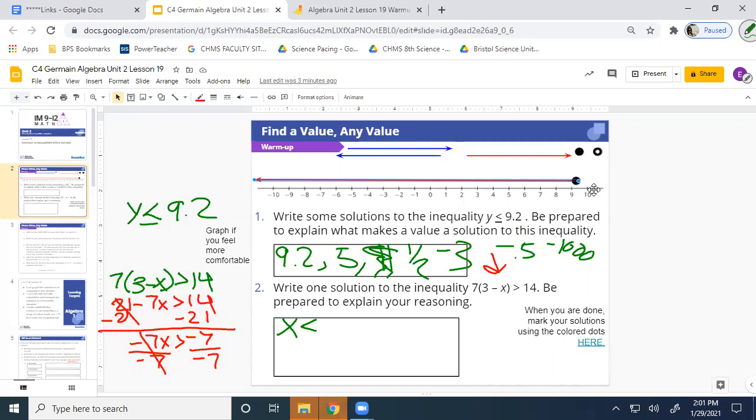What value? -7 divided by -7 is? One. A 1. So now our solution to this inequality is going to be x is less than 1. When we divide or multiply by a negative with an inequality, we have to switch or flip the opening of the symbol. The gator is going to eat the opposite number now. I'm always going to call it gator. I would eat that one.